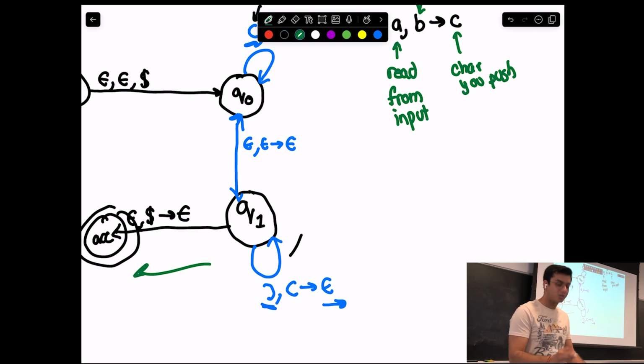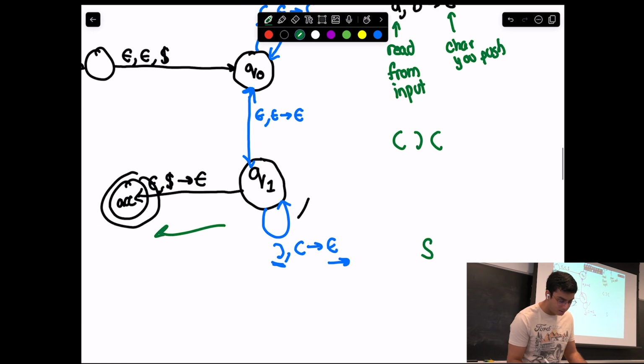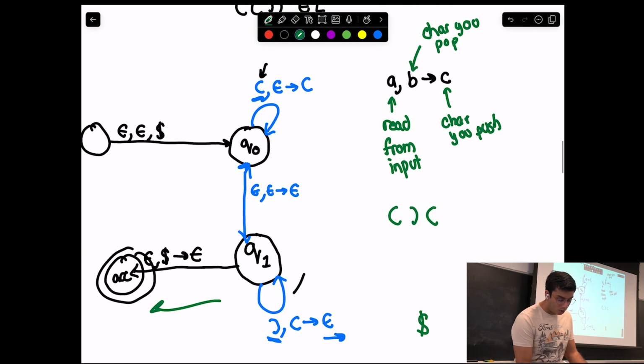Wait, so what was the string? It was open, close, open. Yeah. Okay. So let's trace through it. We push the dollar sign onto the stack. We read an open parenthesis from the input string and push it onto the stack.